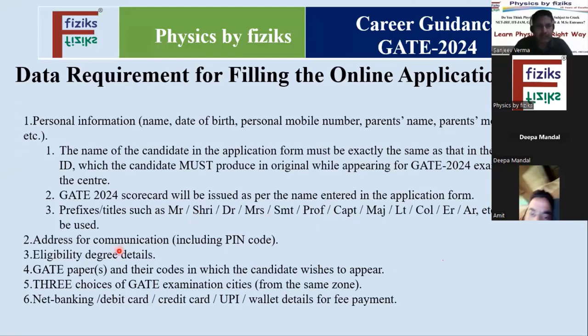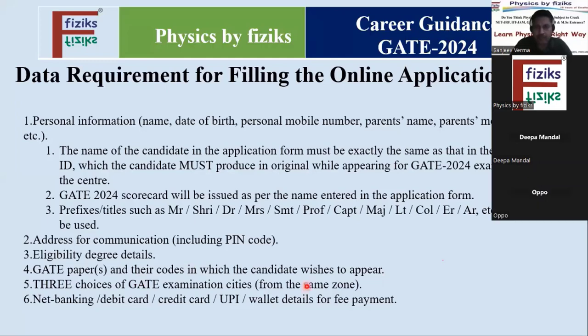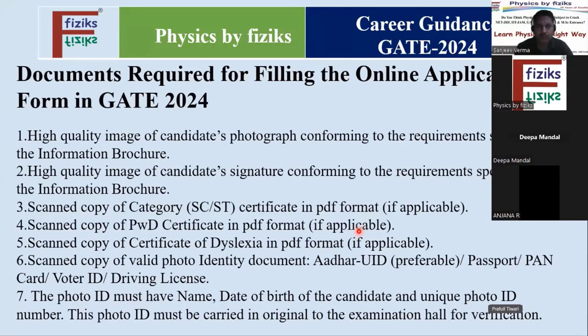You should have an address for communication with PIN code, eligibility degree details, GATE papers and their codes in which the candidate wishes to appear, and 3 choices of GATE examination cities from the same zone. It should be noted over here: you cannot mix up the choices of examination cities from different zones. You have to be in only one zone, and in one zone you can have 3 examination centers. And you should have net banking, debit card, credit card, UPI, and so on for making your fee payment, correct?